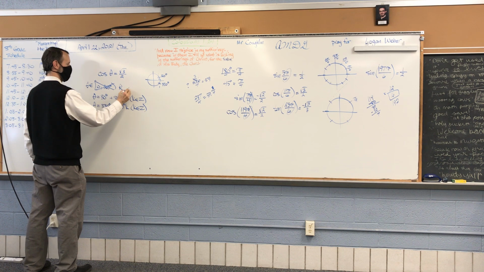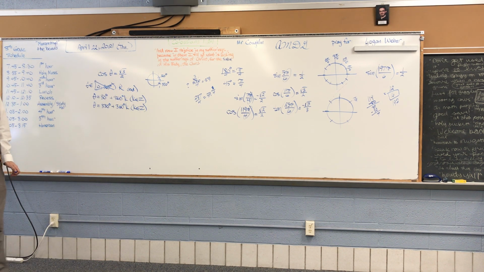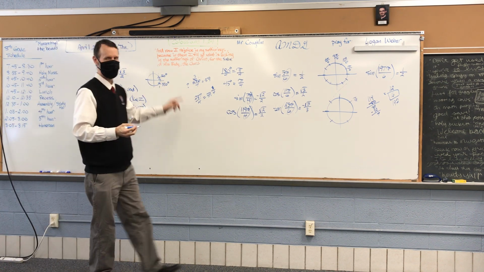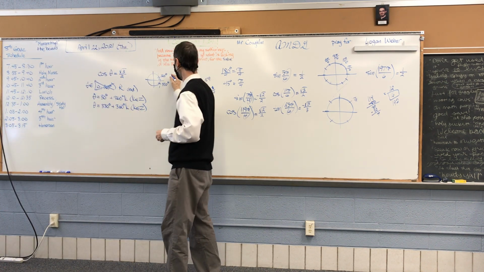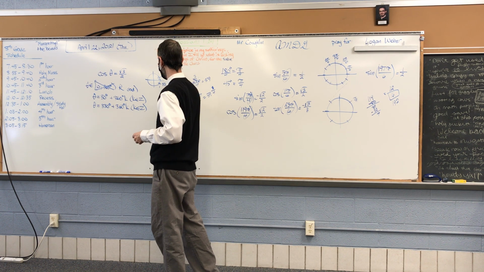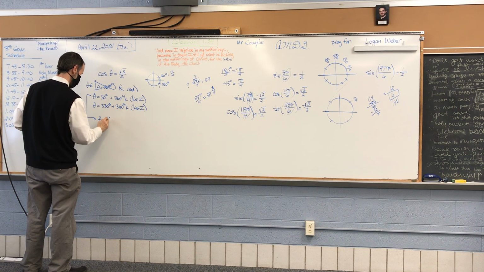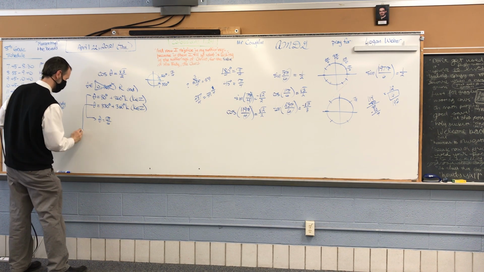What if I wanted it in radians? Can we think of 30 degrees in radians? Would it be pi over 6? Yes. So I'm going to switch this over. Theta equals pi over 6, which is great. And let me know what 330 is.